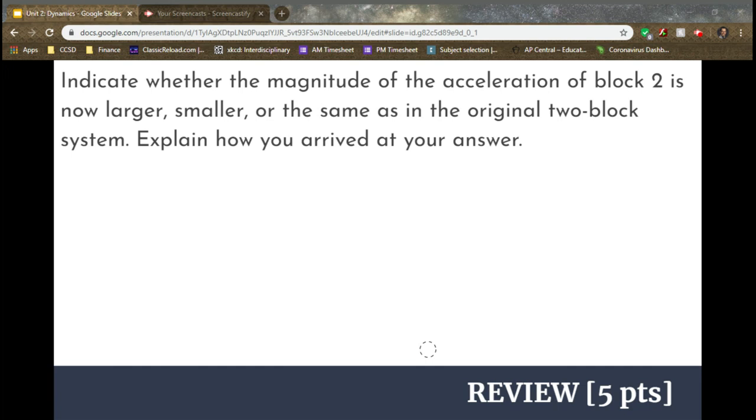Okay. Notice they don't say you have to derive an equation for this one. You can, and you can use that as your answer. But if you can come up with a good explanation that doesn't involve a derivation, then that's fine. So go ahead and pause it, see what you can come up with.